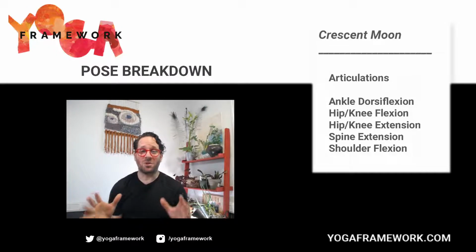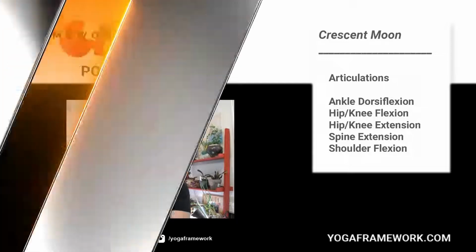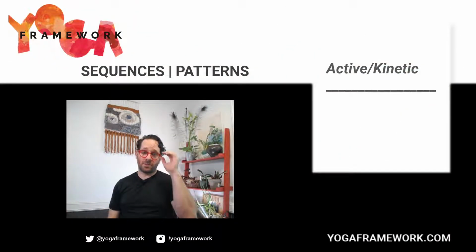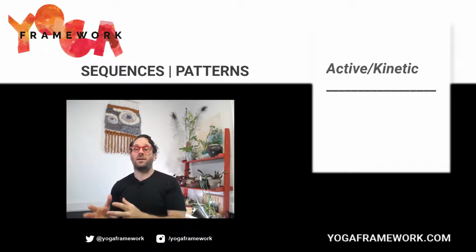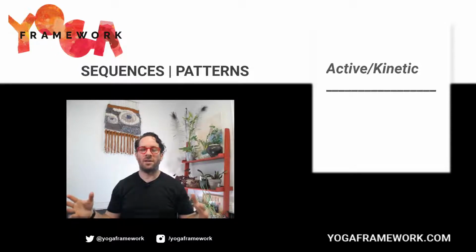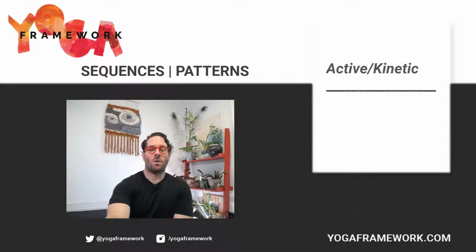All right, so that's the pose, crescent moon. What about the sequence, Jeff? What are we doing? Well, today, of course, we're doing an active and kinetic sequence. And like I said, I'm gonna make it passive, and then we're gonna make it active and dynamic and kinetic, and then you're gonna understand the differences between that. And what else on the sequence? How are we gonna do that?